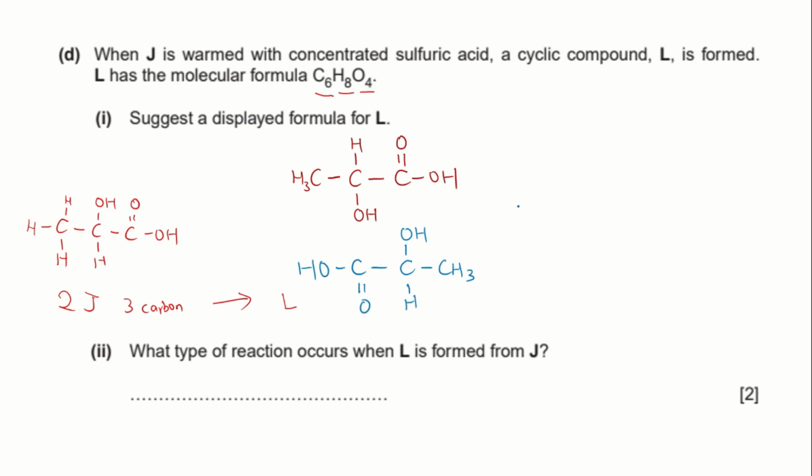The 2 functional groups in 1 J molecule are carboxylic acid and alcohol. So the alcohol from this red J molecule will react with the carboxylic acid from the blue J molecule. And the carboxylic acid from the red J molecule will also react with the alcohol group from the blue J molecule. So when esterification happens, water molecules will be eliminated. In this case, we are going to eliminate 2 water molecules.